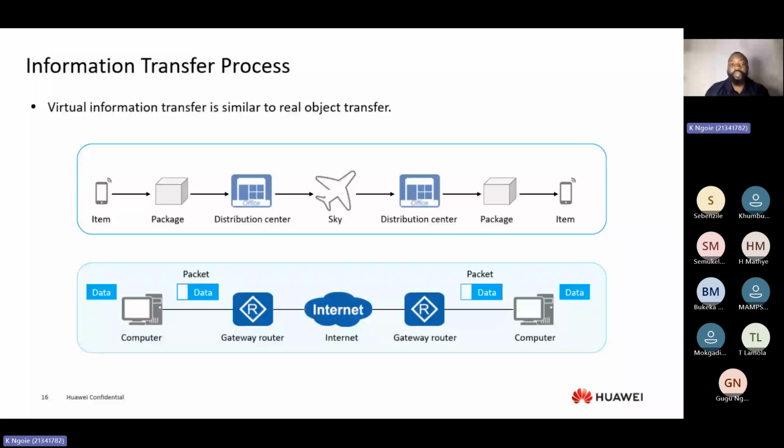Okay, so when we talk about the way you can take an item and pack it into a box and send it, in this case, when we talk about computers, the data is encapsulated into packets. Each packet will get a header with the source, the destination IP address, the sequence number, and some of the information that will determine where this data is going. Understand? So that's how data is transferred.